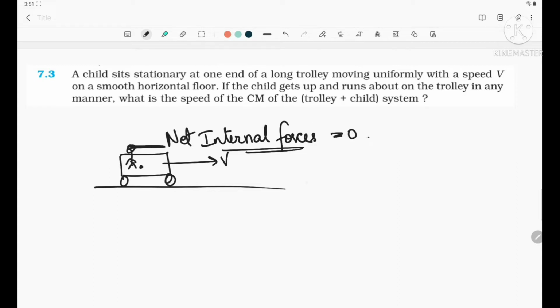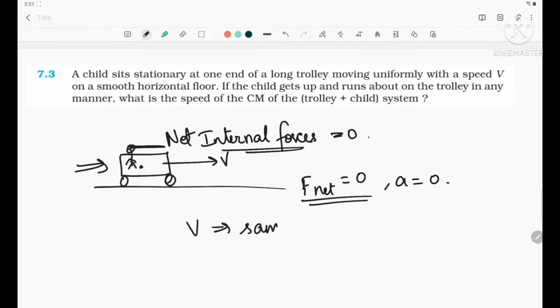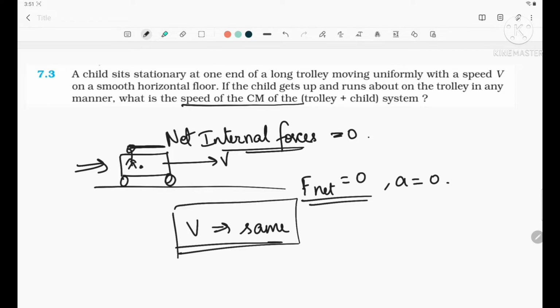Externally no force is acting on the system, which means that the total force acting on the system is 0. Hence there won't be any acceleration. If there is no acceleration, the speed will remain the same, it won't vary. So the speed of the trolley will not change. What is the speed of the center of mass of the trolley? It is the same v itself. That's all. I hope you understood this question.